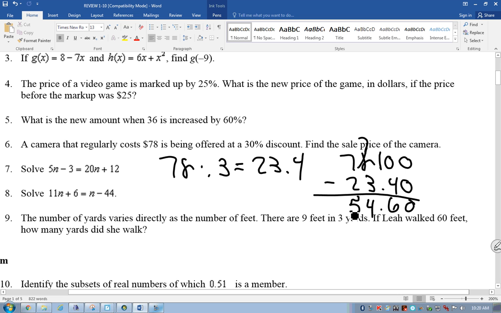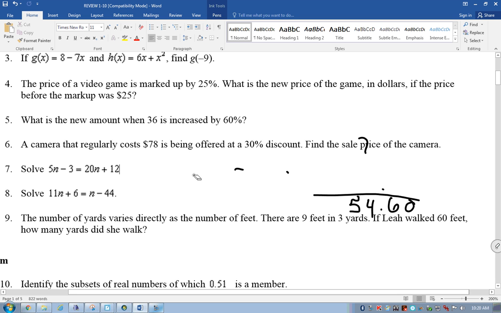It's just 54.6, so $54.60. Is that the correct answer? And that matches up with the answer key. So in this case, we find the 30% of, and then we subtract because it is a sale. If it had been a markup, we would have added. That was number 6.